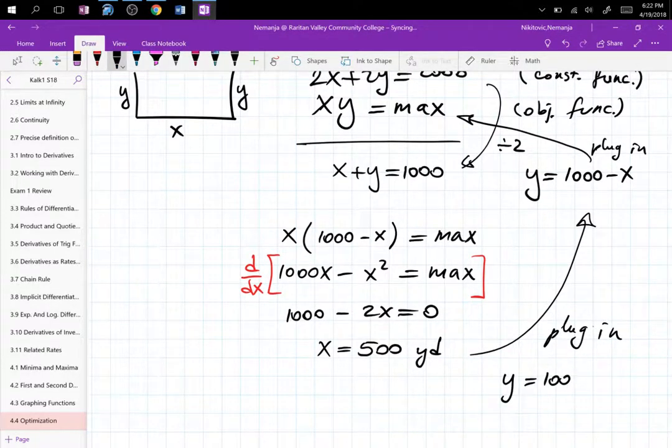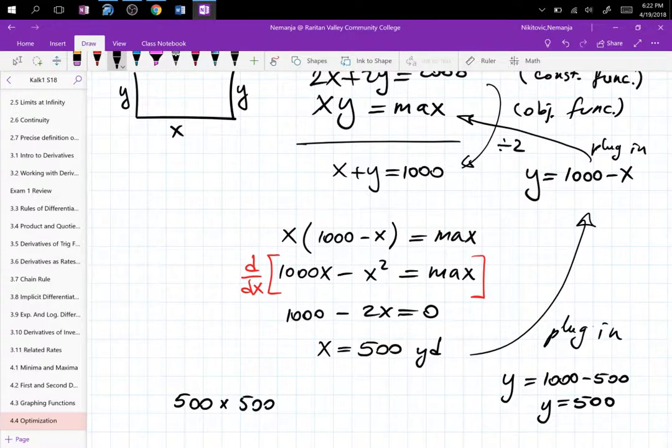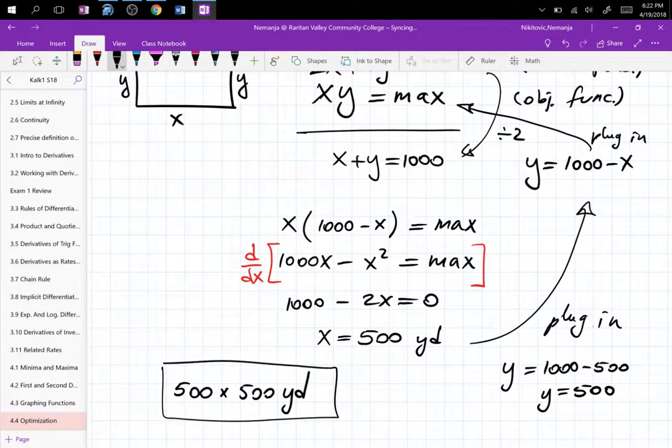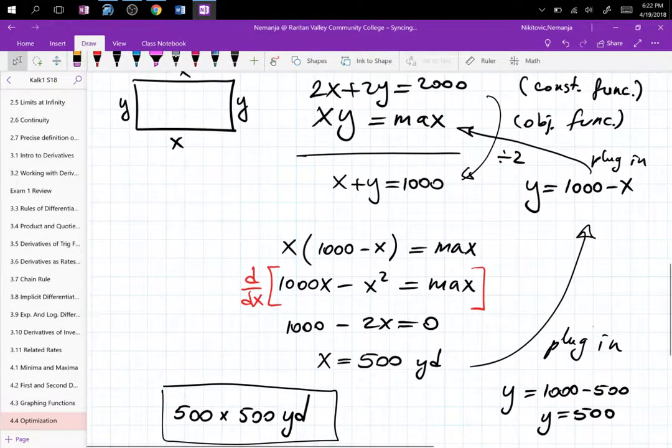Y is 1,000 minus 500. Y is also 500. And we have a 500 by 500 yard square. That guarantees maximum area.